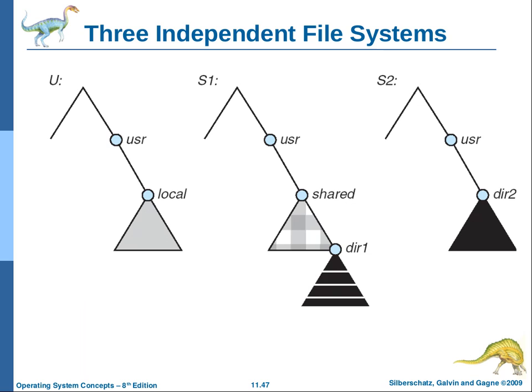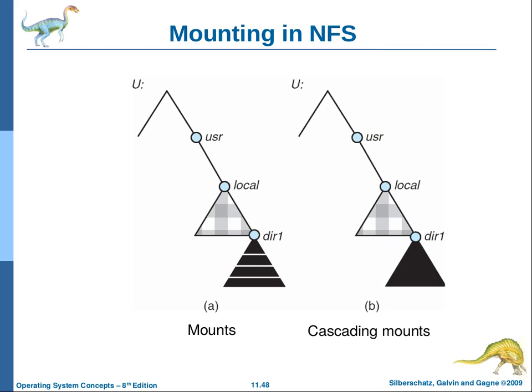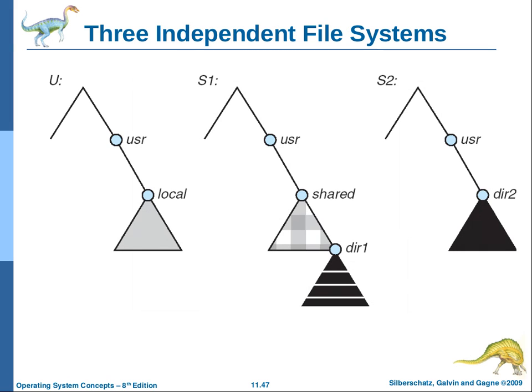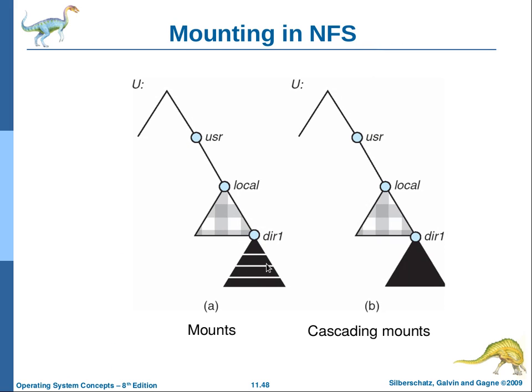All right, here, picture. I think it's far better with a picture. Let's say you have 3 different machines, U, S1, and S2, and they're mounted in the following manner. Each triangle represents a partition on the disk. Of course, there's the root partition, and then local has its own partition in gray. S1, it's shared, has its own partition, and then directory 1 has its own partition, and then S2, directory 2 is its own partition. Okay? The idea is that U, which didn't have directory 1, could mount directory 1 from S1. So it could say I'm going to mount directory 1 right here, in which case it would look something like this, and that's called mounting.